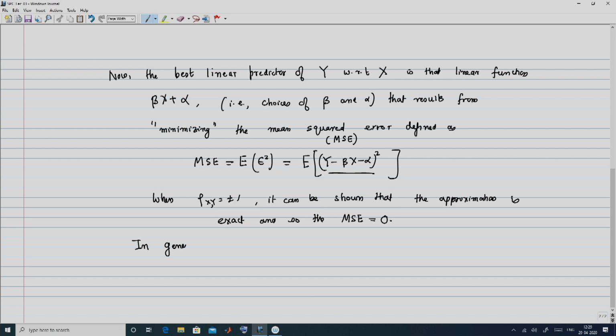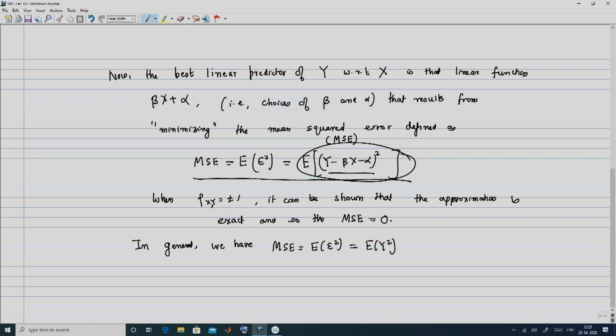So in general, what we are going to do is look at the expression of MSE and expand the right hand side. MSE is the expected value of epsilon square. This turns out to be equal to the expected value of y square. I am basically squaring the term inside and using the linearity and scaling properties of expectation. So I get expected value of y square minus twice beta expected value of xy minus twice alpha expected value of y plus beta square expected value of x square plus twice alpha beta expected value of x plus alpha square.